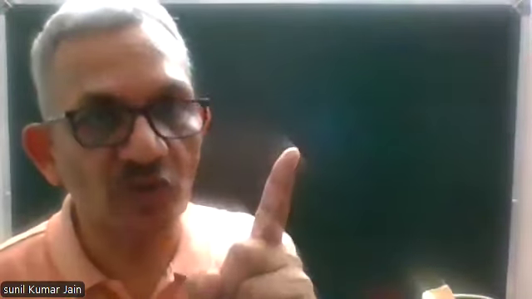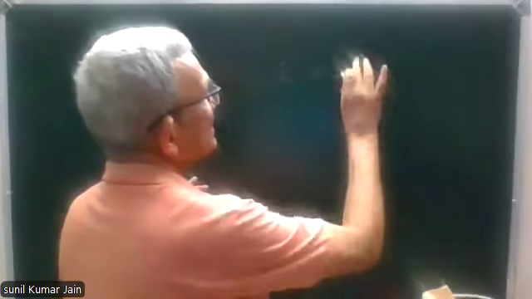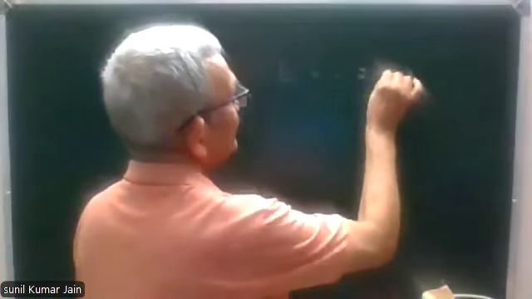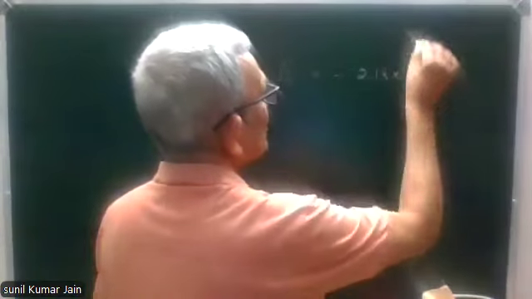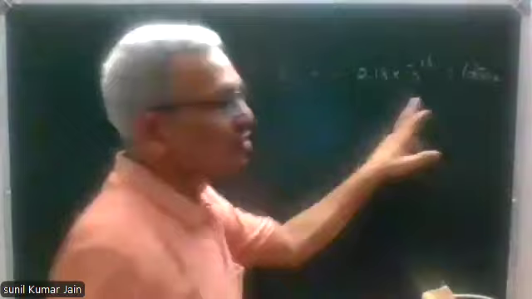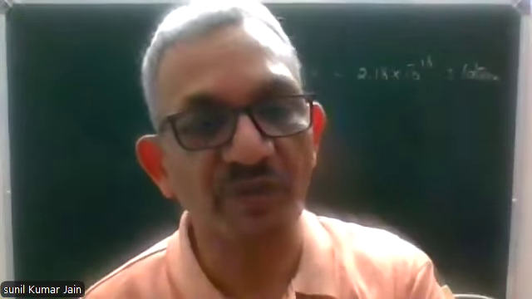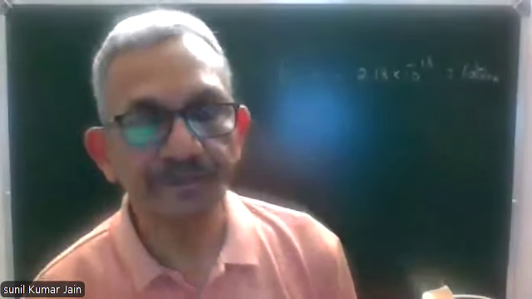Now, in this case, will you be using one point of Bohr's model? If you remember, I told you that according to Bohr's model, the energy of an electron in any shell is equal to minus 2.18 into 10 to the power minus 18 joules per atom. So this formula will be used in the derivation of Rydberg's formula.